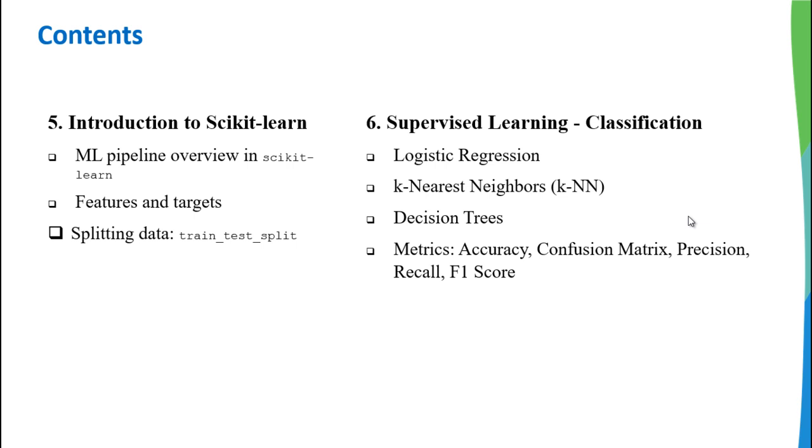We also look at the introduction to Scikit-learn and the machine learning pipeline overview in Scikit-learn. We also look at the features and targets, which I have explained theoretically. I want to look at them practically, how we handle them, and how we split data into training and testing sets. Then we look in detail at supervised learning, classification, in particular logistic regression, KNN, decision tree, and we also look at neural networks as well. In addition, this is just a simple example. Okay, we look at the metrics, how we calculate the metrics: accuracy, confusion matrix, precision, recall, F1 score, what they mean, and how we calculate them.